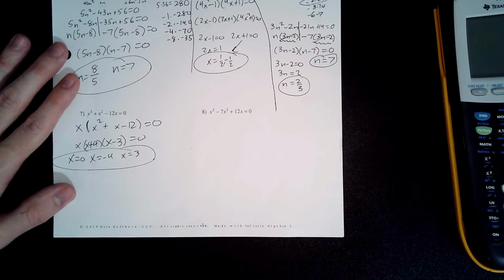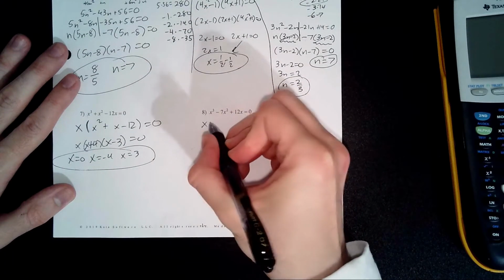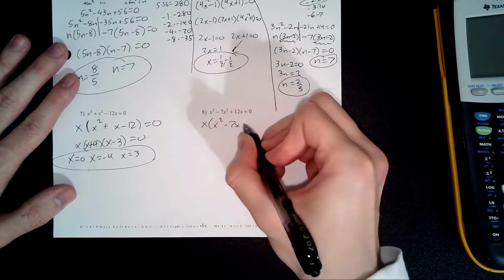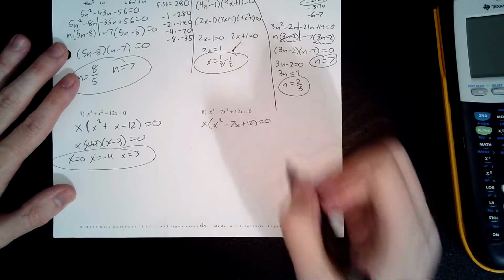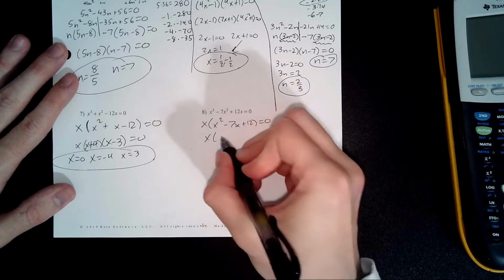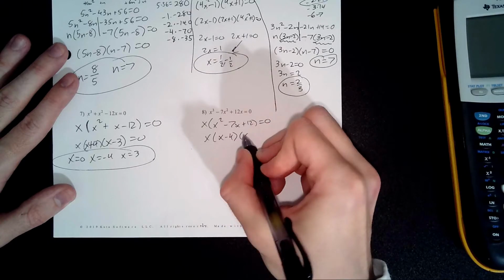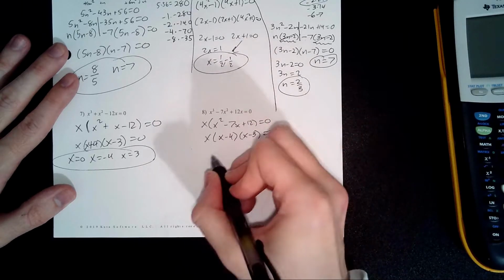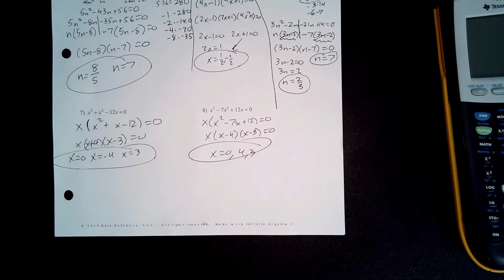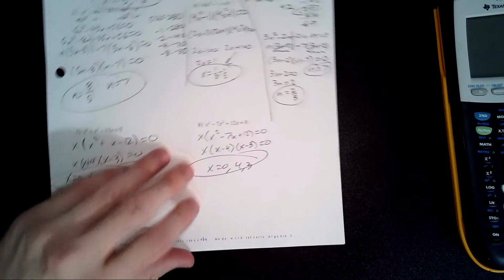Question 8. Same thing. Factor out an x. X squared minus 7x plus 12 equals 0. Oh man, this was funny. This one has the same numbers, 4 and 3. Too crazy. X minus 4, x minus 3 equals 0. X equals 0, 4, or 3. Easy enough. We are done with this first page. Let's move on to the graphing.